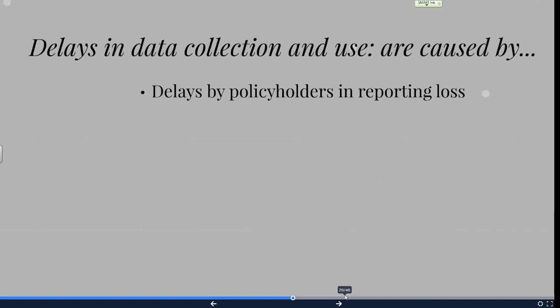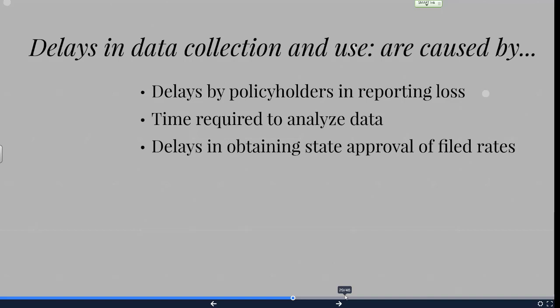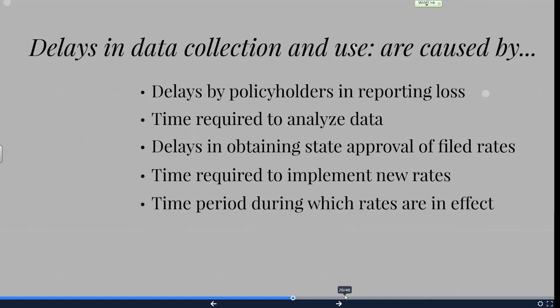Delays in data collection and use are caused by delays by policyholders in reporting loss, the time required to analyze the data and use it to make determinations about rate changes, delays in obtaining state approval of filed rates. As we've said before, state rate regulation can vary from prior approval rates all the way to open competition. As you would expect, prior approval rates take the longest. And the time required to implement new rates. Systems have to be adjusted, and those changes have to be fully implemented in order for rates to be effective, and the time period during which rates are in effect.